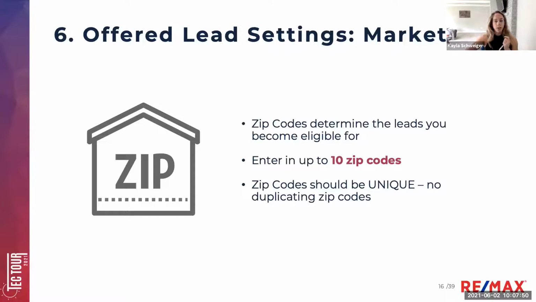So for your offered lead settings, we've talked about this a little bit already, but your offered lead settings are the zip codes that you choose in order to receive leads from. That's where you're eligible to receive leads from, especially when it comes to remax.com. You have 10 opportunities to add 10 unique zip codes to your offered lead settings, and this is called your market area. These should be unique. They should not be duplicated, because it's not going to give you extra tickets in the bucket. So make sure they are up to 10 unique zip codes. And again, this is going to be where you receive leads from.